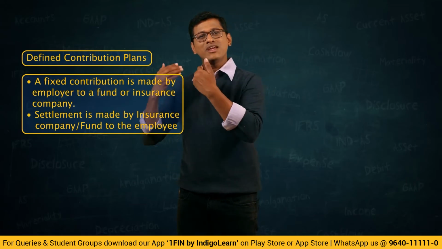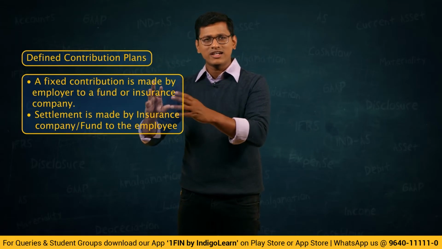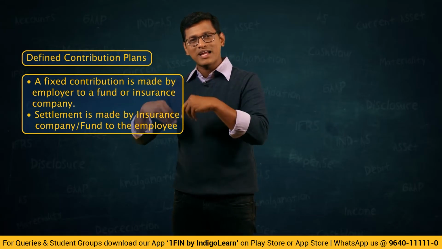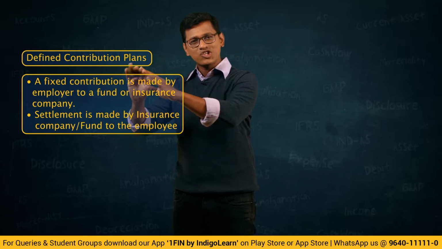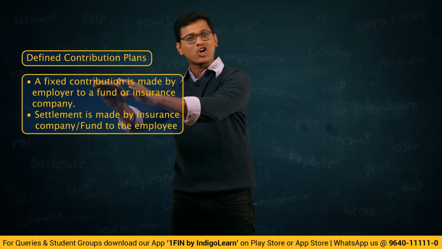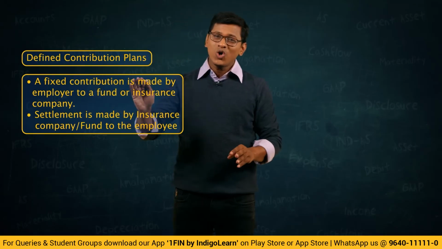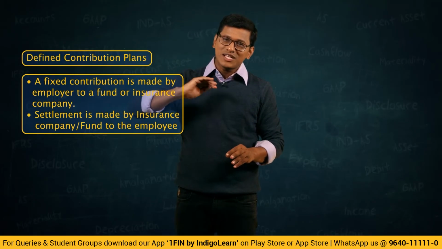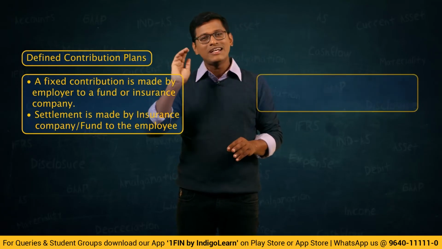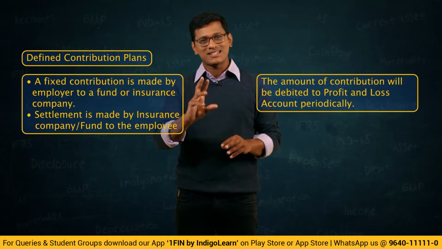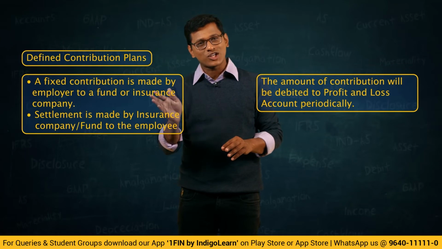So, every month or quarter or year, there is going to be a premium paid by the employer towards the insurance company or that fund, as we can call it, that outside fund. So, the amount of premium that is being paid will be debited to P&L. That will be considered as an expense and will be charged to P&L.